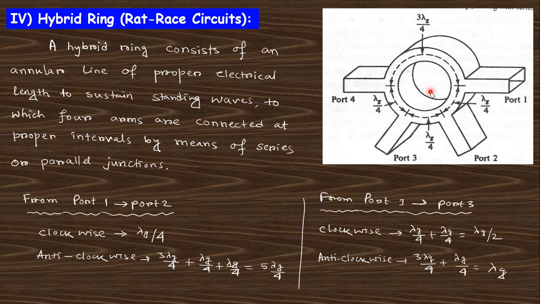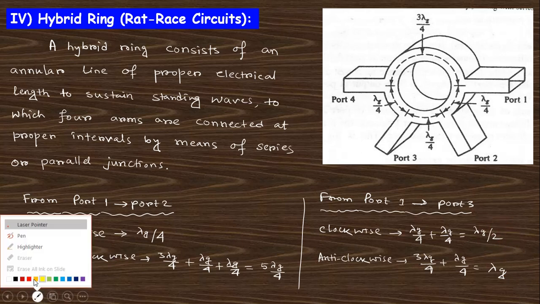In a similar fashion, if you want to find out from port 1 to 3, that means when the microwave is input at port 1 and output from port 3, in the clockwise direction this is lambda g by 4 plus lambda g by 4, that is lambda g by 2. In the anti-clockwise direction, 3 lambda g by 4 plus lambda g by 4, that is lambda g. You can see the path difference between the wave which comes clockwise and the wave which comes anti-clockwise will be lambda g by 2, because lambda g minus lambda g by 2 is lambda g by 2.